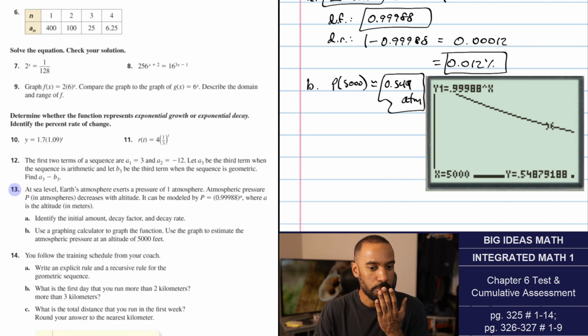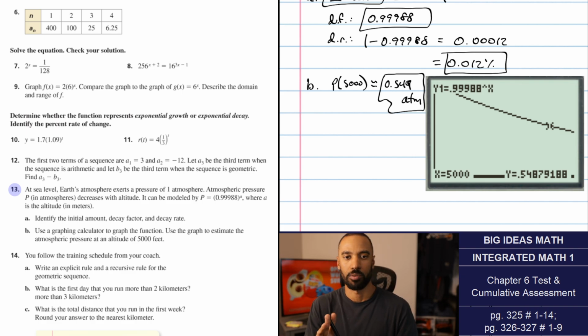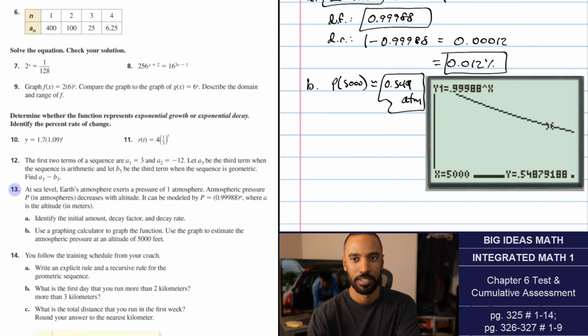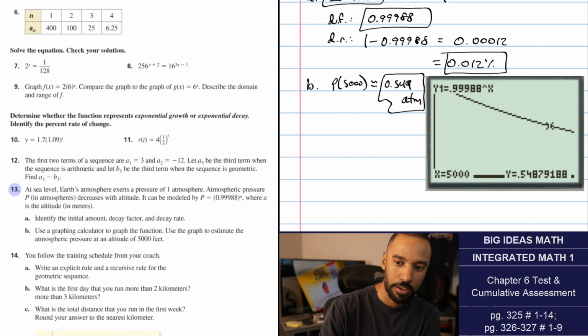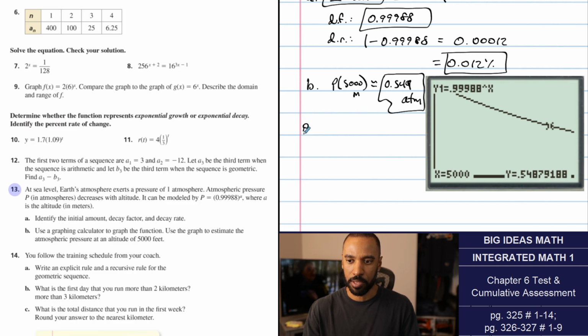5,000 feet for 5,000 meters. Hold on a second. A is the altitude in meters. Altitude of 5,000 feet. Oh, timeout. Let's change that then. What's that conversion, feet to meters? So 5,000 feet is 1,524 meters. So let's do that one again. That's 5,000 meters. I'll leave that up just in case maybe there's a typo there.